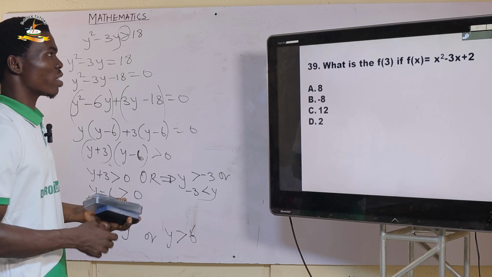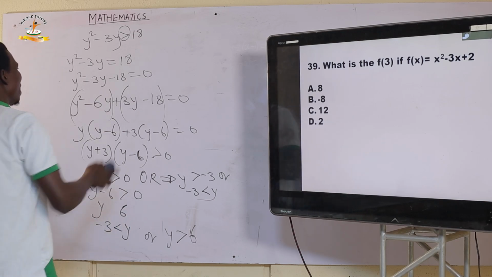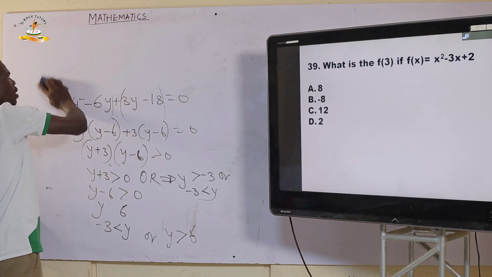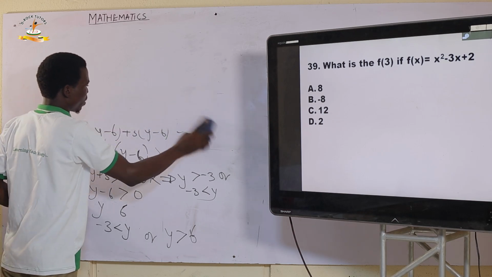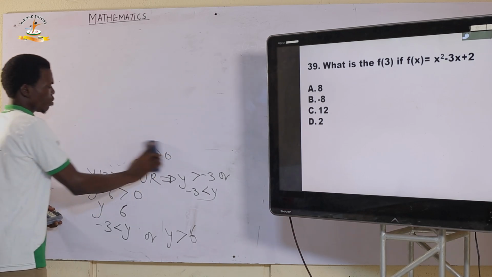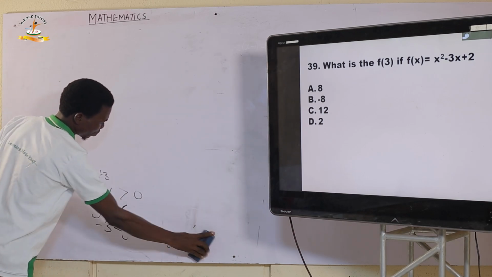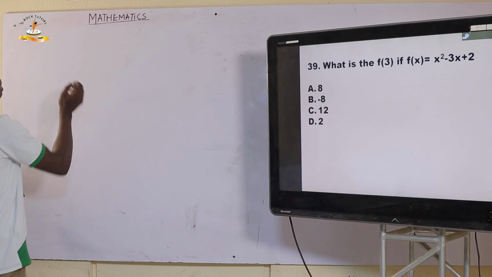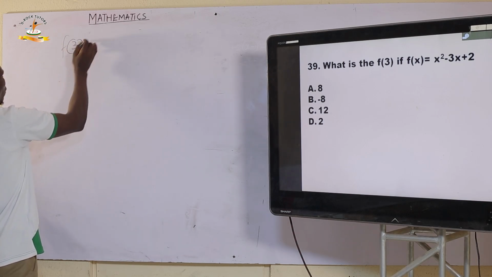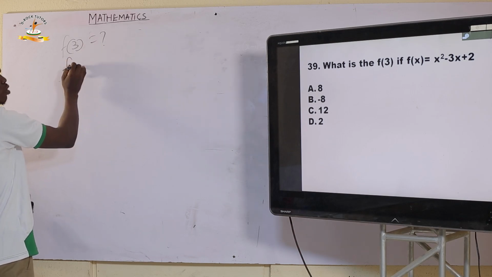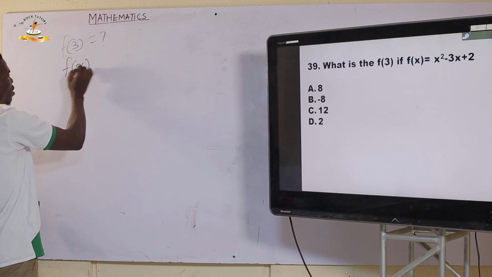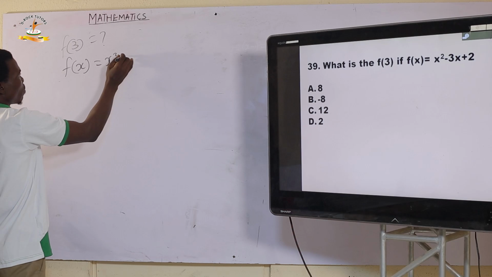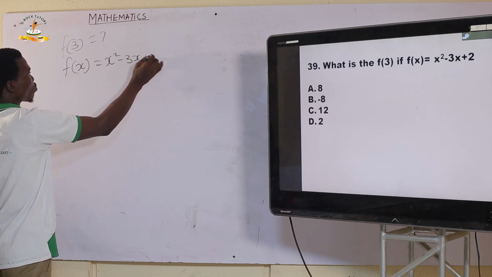If f of x is x squared minus 3x plus 2. So it's very similar to one of the problems we solved previously, but still, let's do justice to this particular one. So we have function of 3. We are looking for it, and we're told that function of x is equal to x squared minus 3x plus 2.